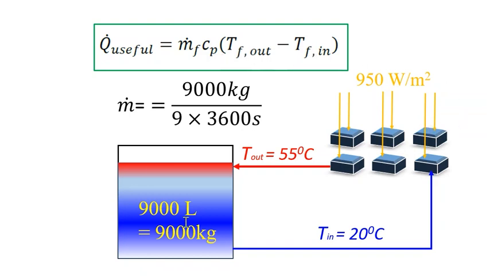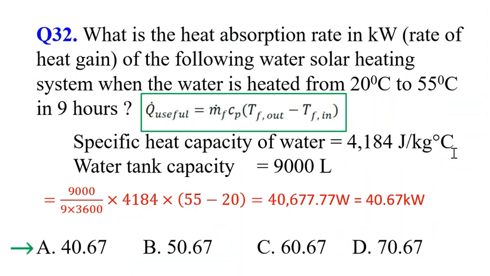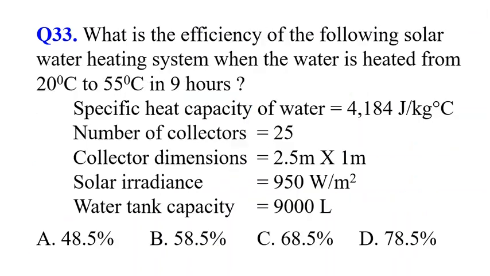So as a summary, the heat coming from the solar radiation, that is irradiance 950, the energy is received by the collectors, and that is transferred to the water, and the water is heated up from 20 to 55 degrees. So what is the rate of heat gain or absorption rate in kilowatts? You have m dot, already calculated, and cp 4184, and temperature difference, that is 35. So you will end up with 40,677.77 watts, in other words 40.67 kilowatts. So your answer is A. Question number 33.